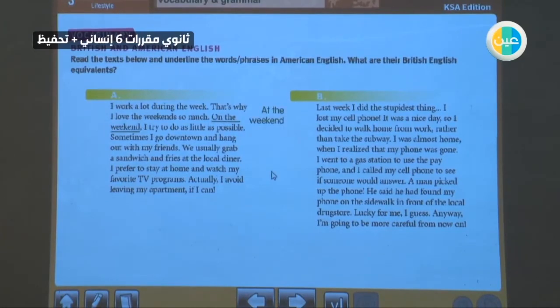Yes, on the weekend. For American, it is on the weekend. For British, it is at the weekend. Both of them are right. It's just for American and British. I try to do as little as possible.